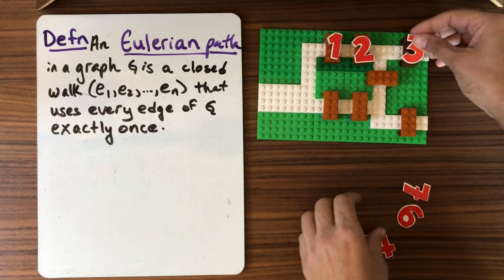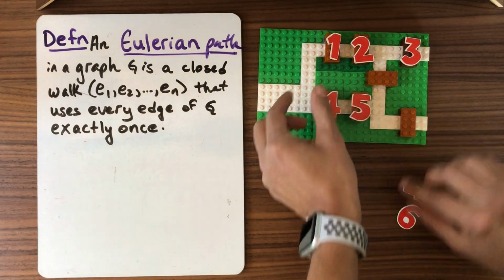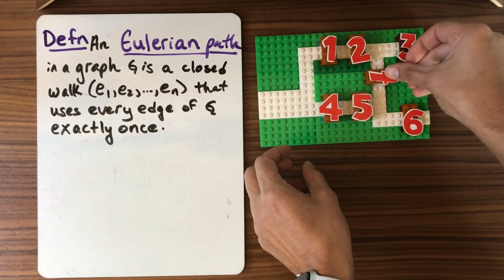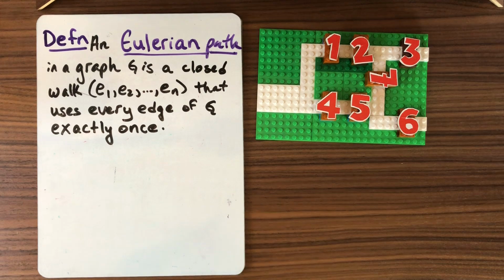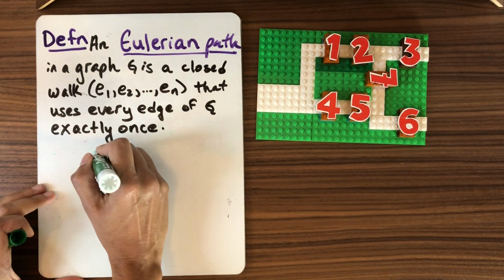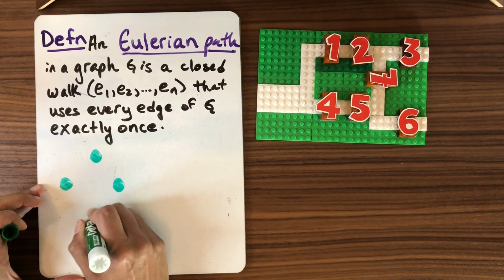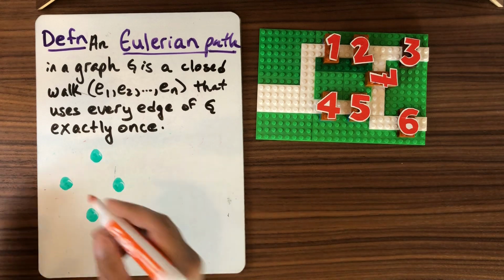So we'll just go through and maybe do them systematically. 4, 5, 6, and here's bridge 7. So here are the 7 bridges, right? And again, if I were to draw this as a graph, how would I draw it? Well, I like to draw my land masses as the vertices. And then we can draw our edges.